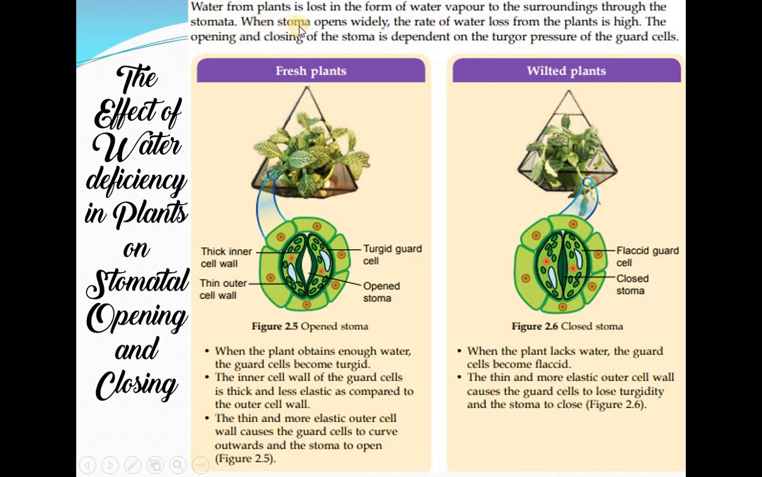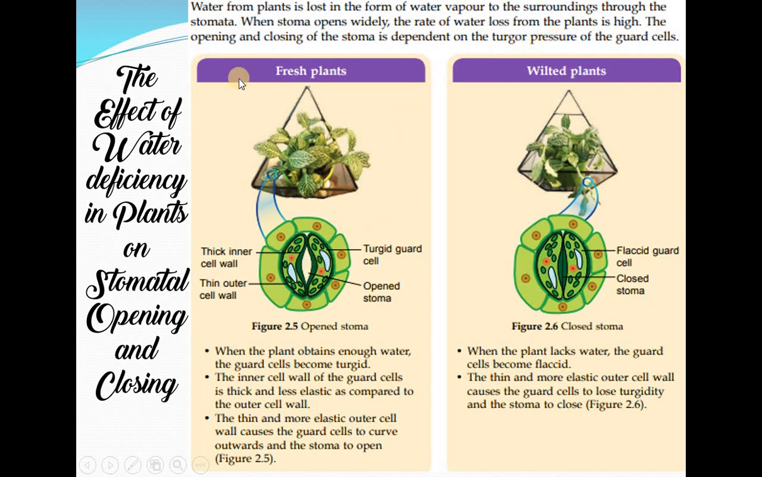When the stoma opens widely, the rate of water loss from the plants is high. So the opening and closing of the stoma is dependent on the turgor pressure of the guard cells. Turgor pressure, it depends on the amount of water, the content of the water in the guard cell, that will produce the turgor pressure.